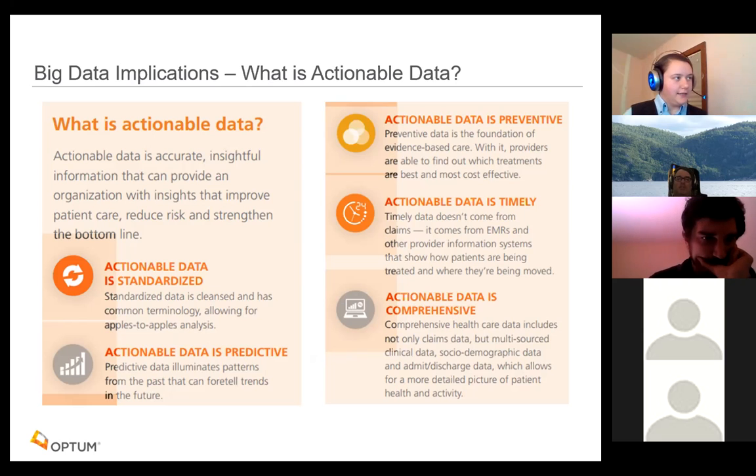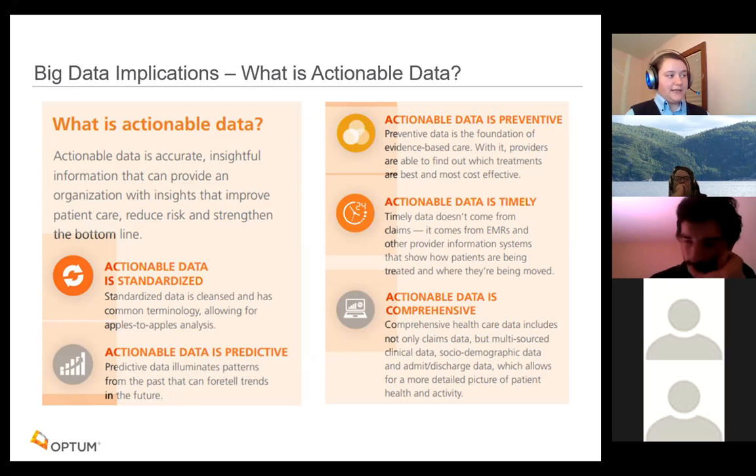Actionable data is accurate, insightful information that can provide an organization with insights that improve patient care, reduce risk, and strengthen the bottom line. Actionable data is standardized. Standardized data is cleansed, has common terminology, allowing for apples to apples analysis.